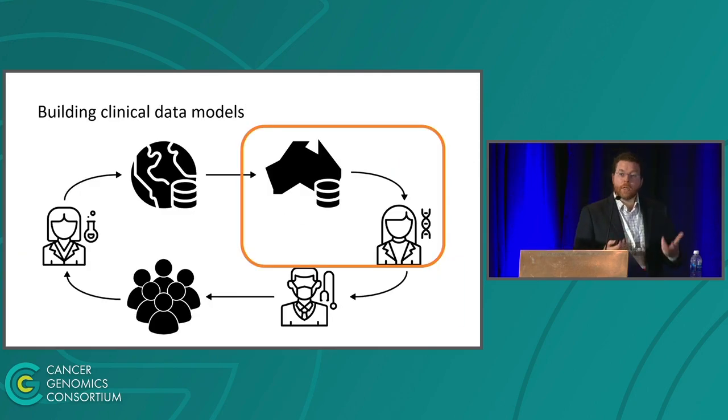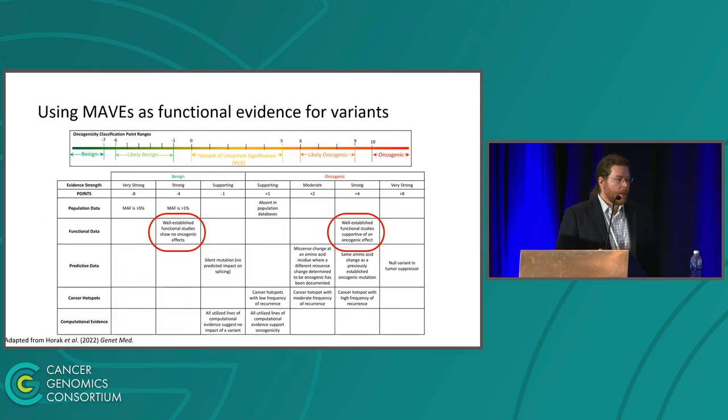But to actually build real clinical data models, we need to do more than just say, here's a variant and it has a score. And so I'll talk to you a little bit now about how we are using multiplex assays as functional evidence, how we can think about it in that context, and what we're doing to try to put together clinical data models that are more suitable for things like curation dashboards and so on. So if we want to use MAVs as functional evidence for variants, usually I present this with the table from the 2015 Richards guidelines about germline variants, but I figured since I am here, I would use this very nice table from these more recent guidelines on oncogenicity.